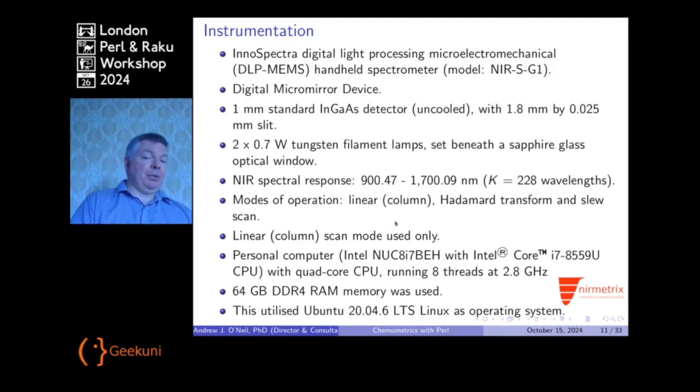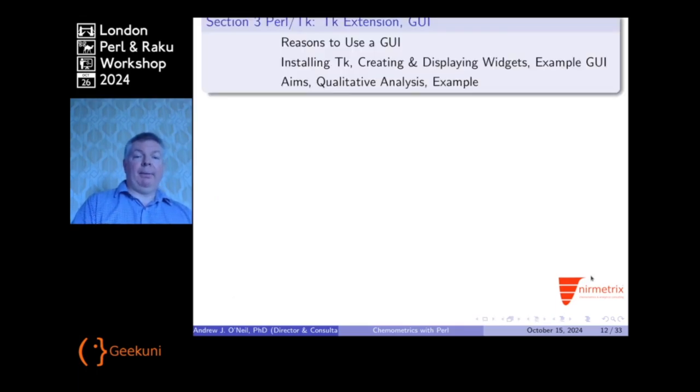Different modes of operation of the micromirror. Linear, which is called column. There's a Hadamard transform that can be applied, which is similar to a Fourier transform. And a slew scan where you can just literally move to a particular wavelength. So I've used it in the linear mode, which I think Texas Instruments recommend for this particular product. And I had it connected to my PC, just an Intel Next Unit of Computing, a NUC 8th generation i7 with 64 gigabytes of RAM, about 2.8 gigahertz. I mean, it's overkill for this device. You don't need something as high spec as that.